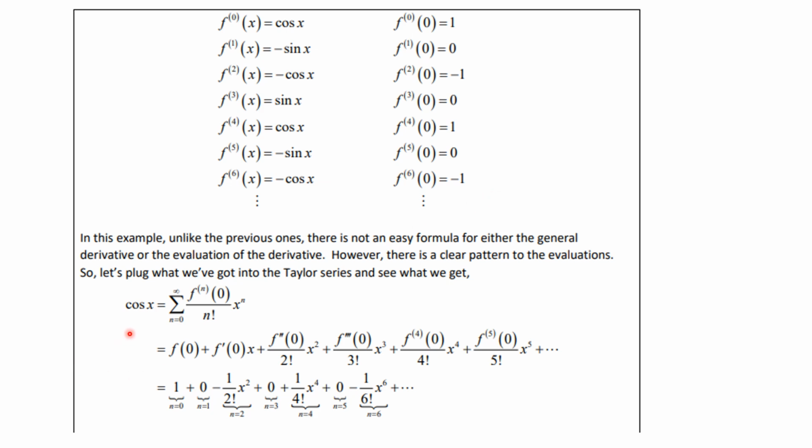So cosine of x then is equal to the summation from n equals 0 to infinity, the nth derivative evaluated at 0, that's what we were doing up here, all over n factorial times x to the n. But you see, we're getting 0 except where these are even. And so we can write the series for the cosine of x the following way.